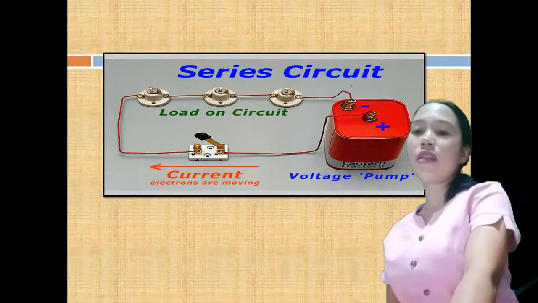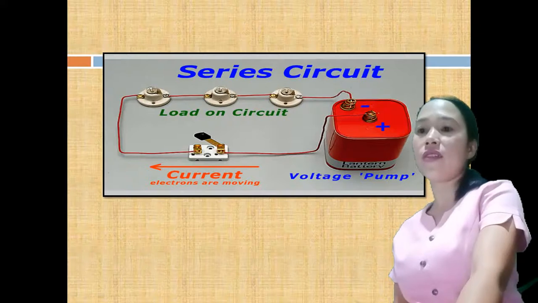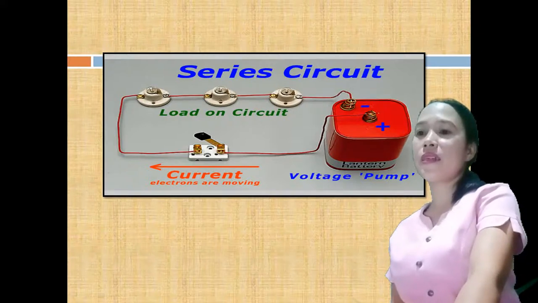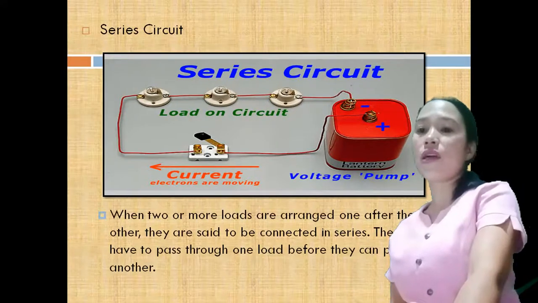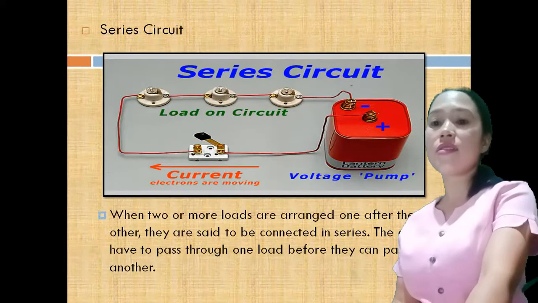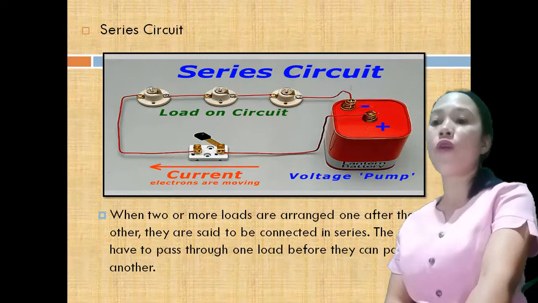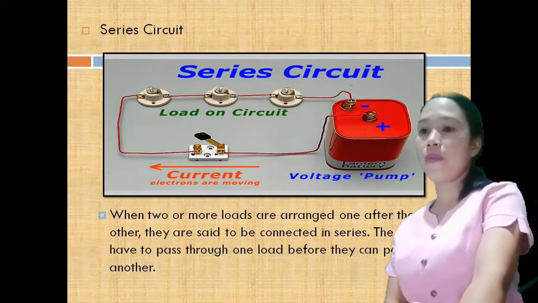Try to look at this illustration. This is an example of a series circuit connection. When two or more loads are arranged one after the other, they are said to be connected in series. The electrons have to pass through one load before they can pass to another.